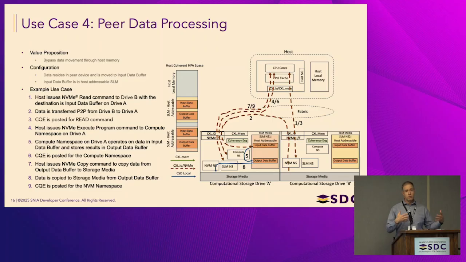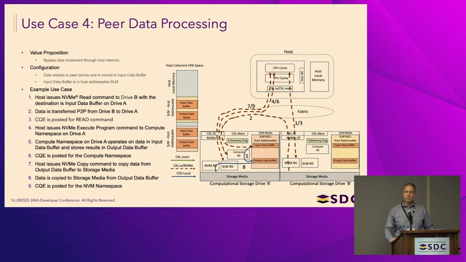And maybe the reason we want to do this is drive A contains part of the data that we need for the computation, and drive B contains another part of the data. We need to get them all together into one location, and now we can do a computation on it. So the steps are showing the data movement from drive B to drive A. Just like use case number 2, if we need to, we can pull some data out of the media on drive A and also put it in the input data buffer and then begin doing computations on it.